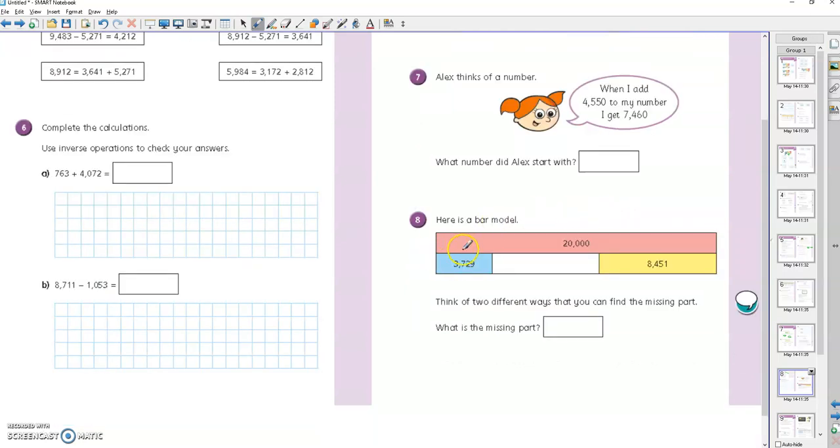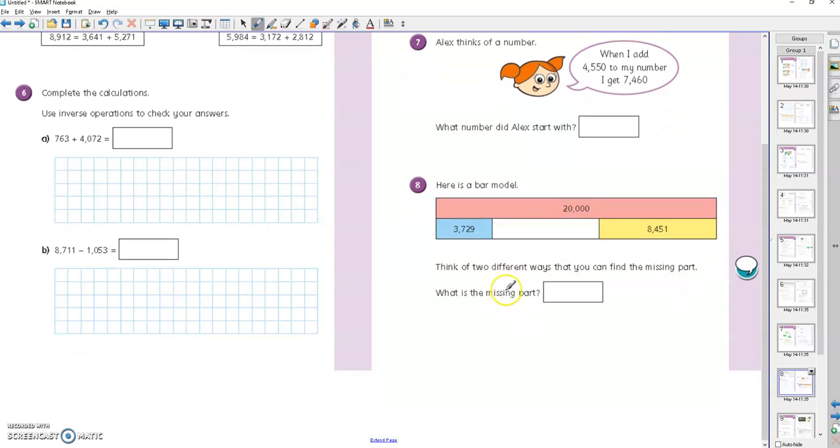And then you've got a bar model. Remember, in a bar model, the top is always the total, and then you've got these three parts that make it up. You're trying to think of two different ways that you could find the missing parts. How do you find one of the missing parts here, and then write that down? So you can think of two different ways of doing it.